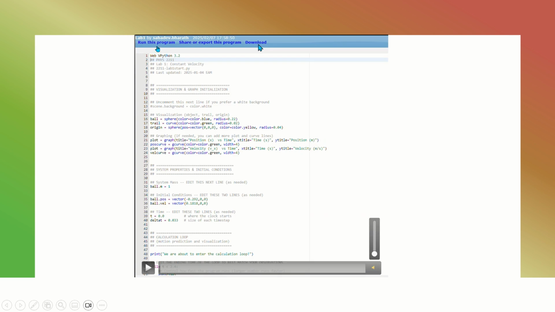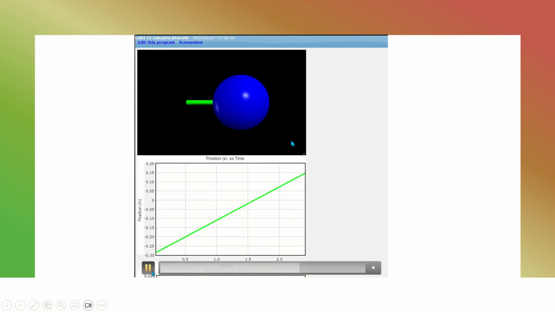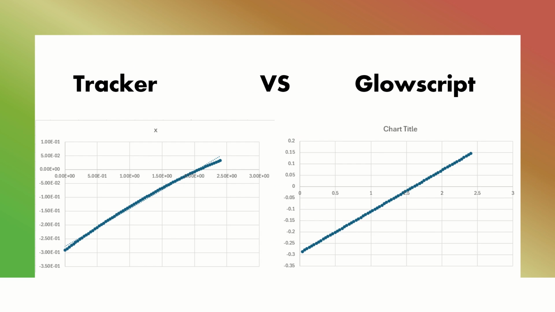So for this one, I've taken a video of our actual graph. So this is via GlowScript. I just took a video of it. It looks quite accurate and resembles the actual tracker. And if we look at a tracker via GlowScript graphs, they match for the most extent. There is some issues in the data here if you compare above the x-axis, but that is primarily due to friction and other forces acting on the actual object, which is not being accounted for in GlowScript.